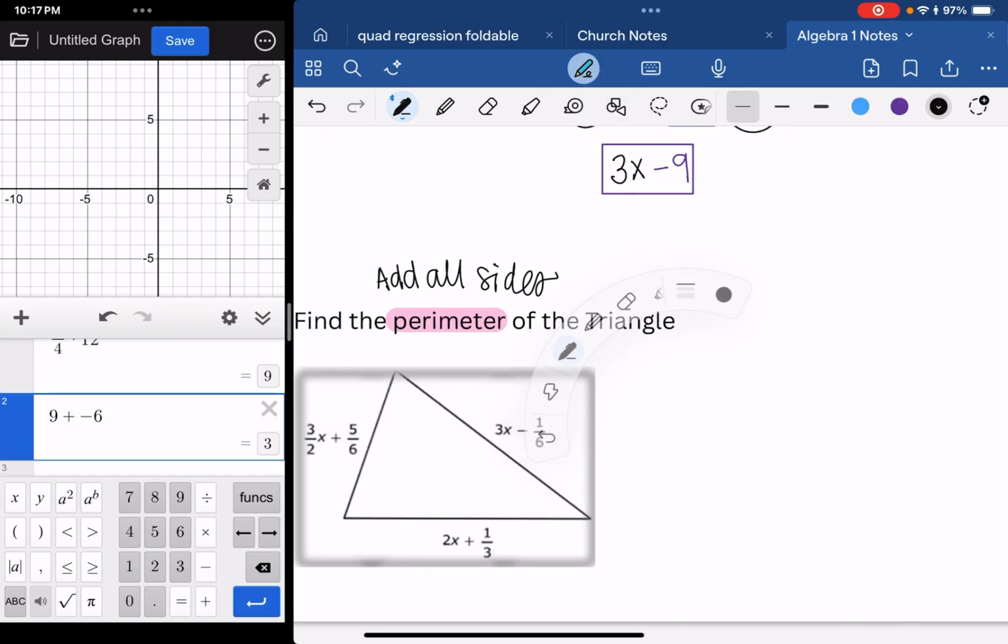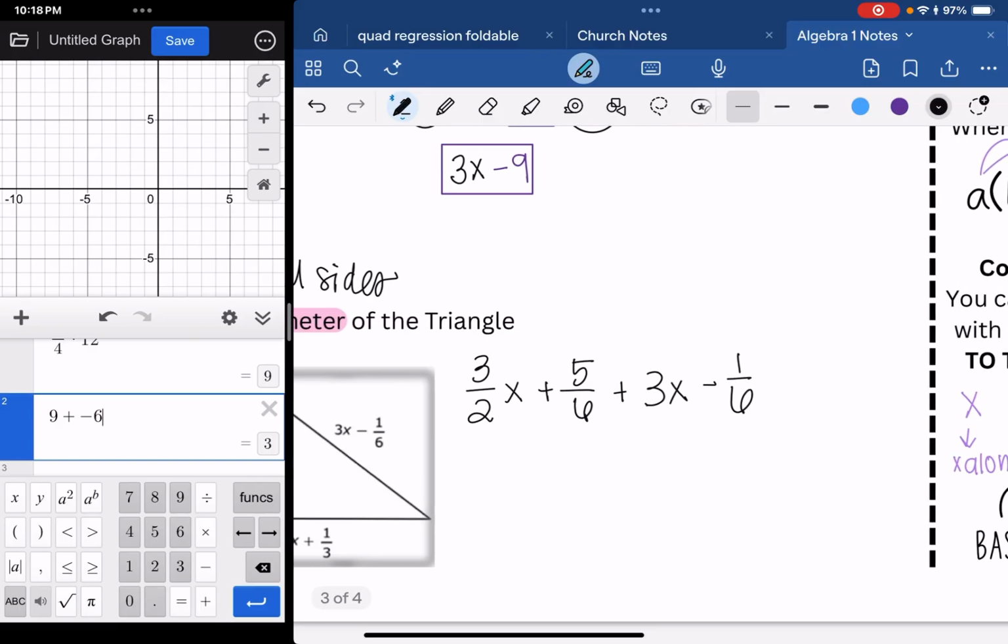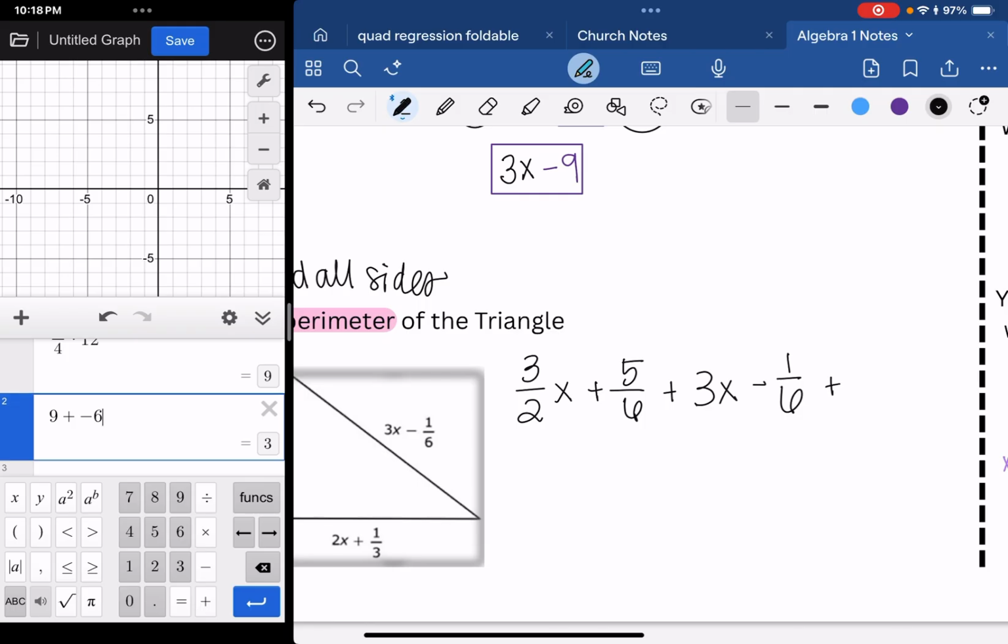So we have 3/4, not 4, 2x plus 5/6 plus 3x minus 1/6, and then plus 2x minus 1/3. So again, I am putting these plus signs right here in between each side of the triangle because I am finding the perimeter. I'm adding all the sides.